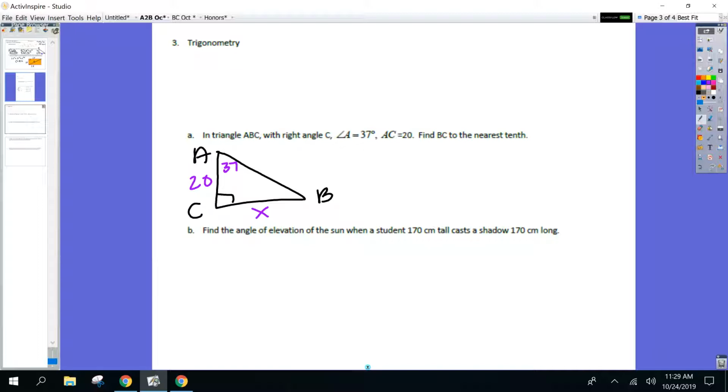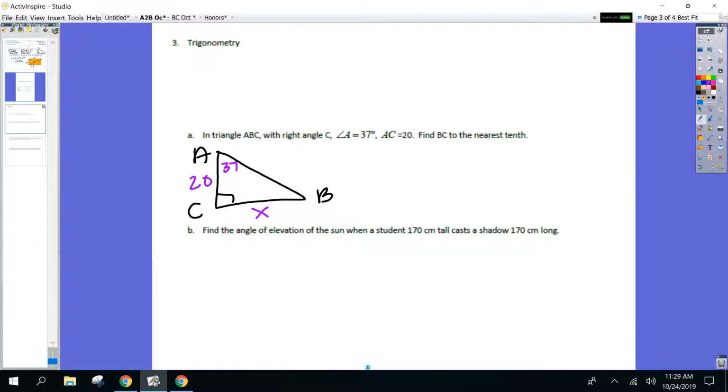Can I use the Pythagorean theorem here? What? I'm hearing yes, I'm hearing no's. Do you have enough to fill in for a squared, b squared, and c squared without introducing two different variables? No. Okay, so Pythag's out.